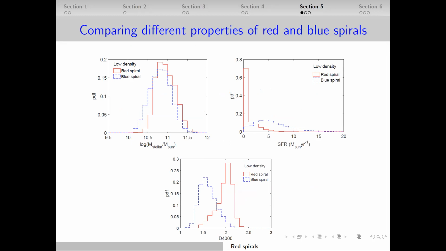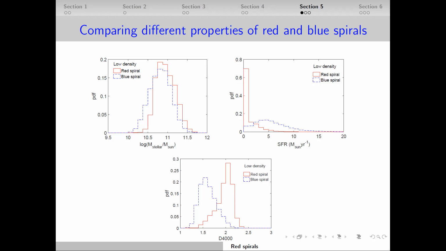We find that the distributions of the different properties corresponding to red and blue spirals are statistically different at 99% confidence level. We test this difference by doing a Kolmogorov-Smirnov test, and from the distribution of the local density of red and blue spirals, we find that the red spirals mainly reside in high density regions, whereas the blue spirals mainly reside in low density regions.